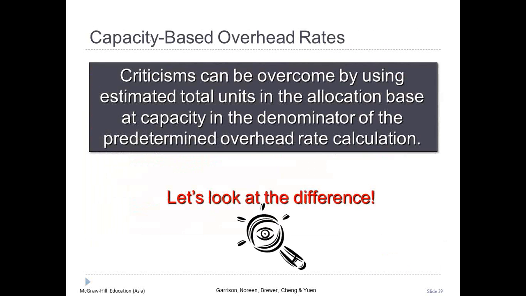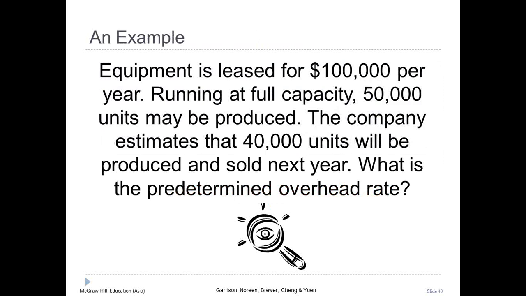We can minimize the criticisms by basing estimated total units in the allocation base at capacity levels of activity rather than the estimated total units. So let's look at the difference. Let's take an example. Equipment is leased for $100,000 per year. Running at full capacity, 50,000 units could be produced. The company estimates that 40,000 units will be produced and sold next year. What should be the predetermined overhead rate?